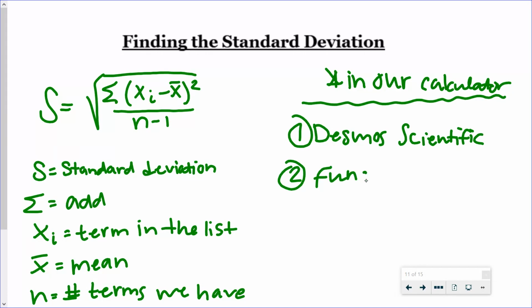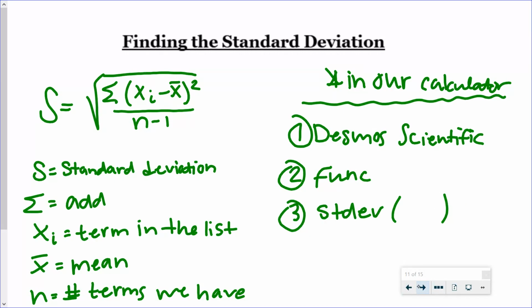Function, STDEV. And then you're going to type in the numbers, and it will give you your standard deviation. So you do not need to type in or solve the whole thing. You just need to use your calculator to do it. Okay?